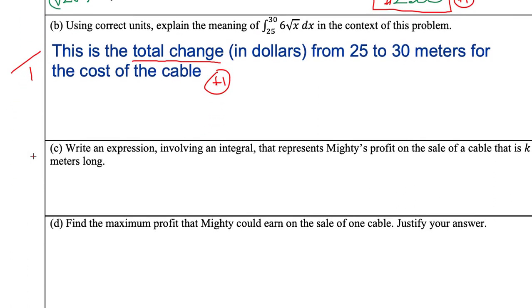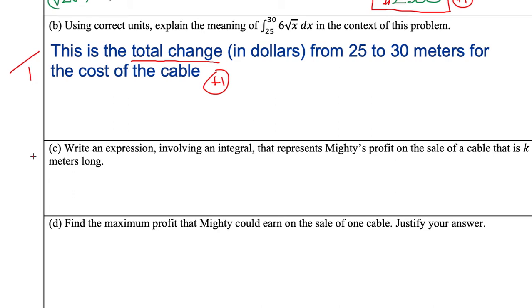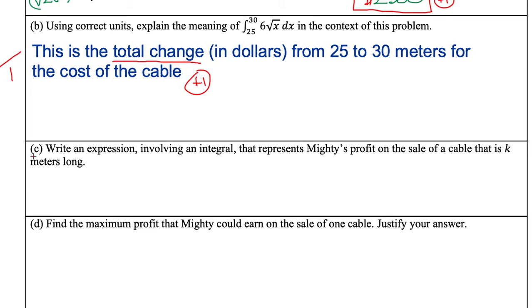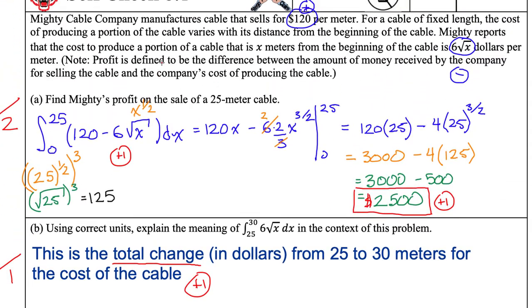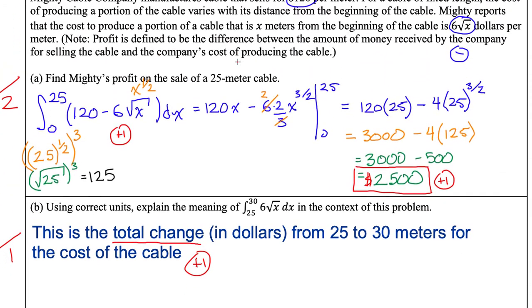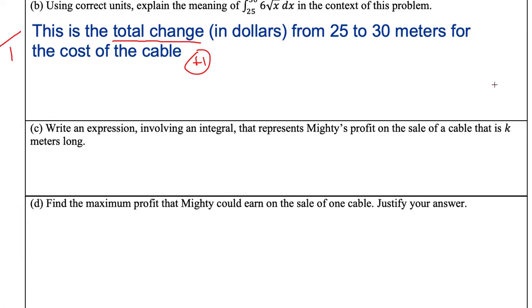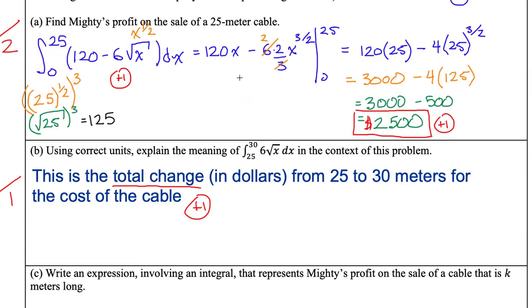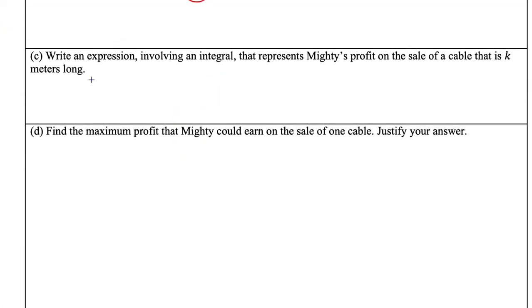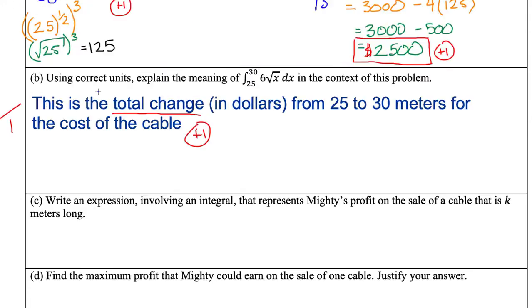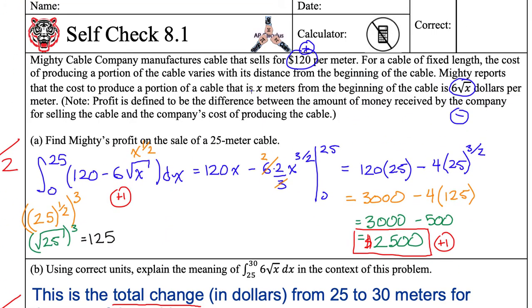Questions about part B? Part C, write an expression involving an integral that represents Mighty's profit. And it defines profit in the parentheses up here. Note, profit is defined by the difference between what you receive and what you have to spend, right? So it's basically saying you do the positive rate minus the negative rate. So I'm going to do an integral. Do we have any starting amount? No, there's nothing.